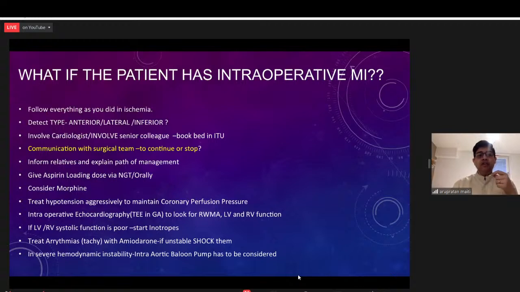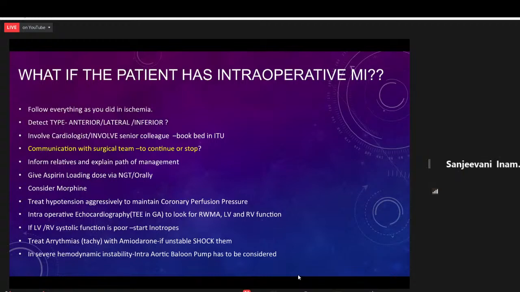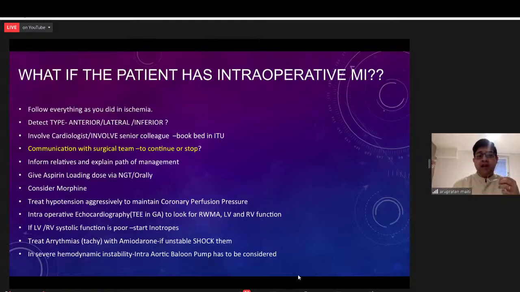So involve the cardiologist, involve your senior colleague if needed, and book a bed in ITU. Communicate immediately with the surgical team, whether they want to continue or stop. If they are in the initial phase of surgery, it is probably better to stop. If they are just finishing the case, just do it fast and finish the case. Inform the relatives and explain the plan of management. This can happen, but explain it to them properly. Otherwise, it will be catastrophic, even for them.